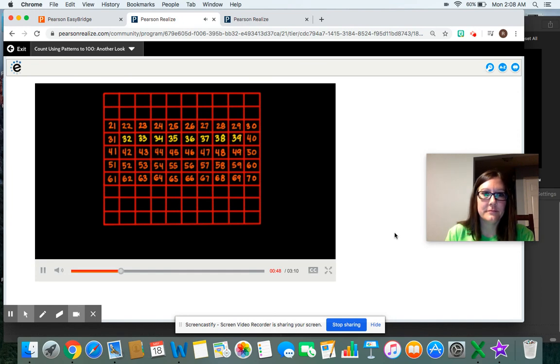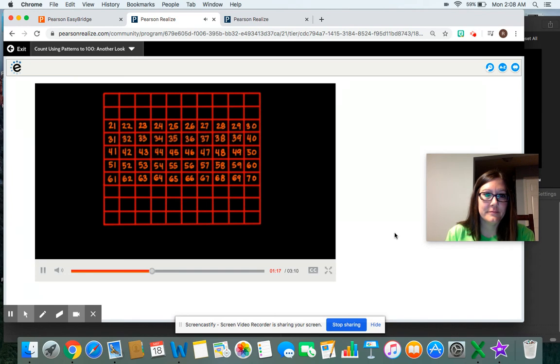What pattern do you hear? Yes, we can hear 30 in each number. What pattern do you see? There's a 3 in the tens place of each number. The number in the ones place goes up by 1. 0, 1, 2, 3, 4, 5, 6, 7, 8, 9.